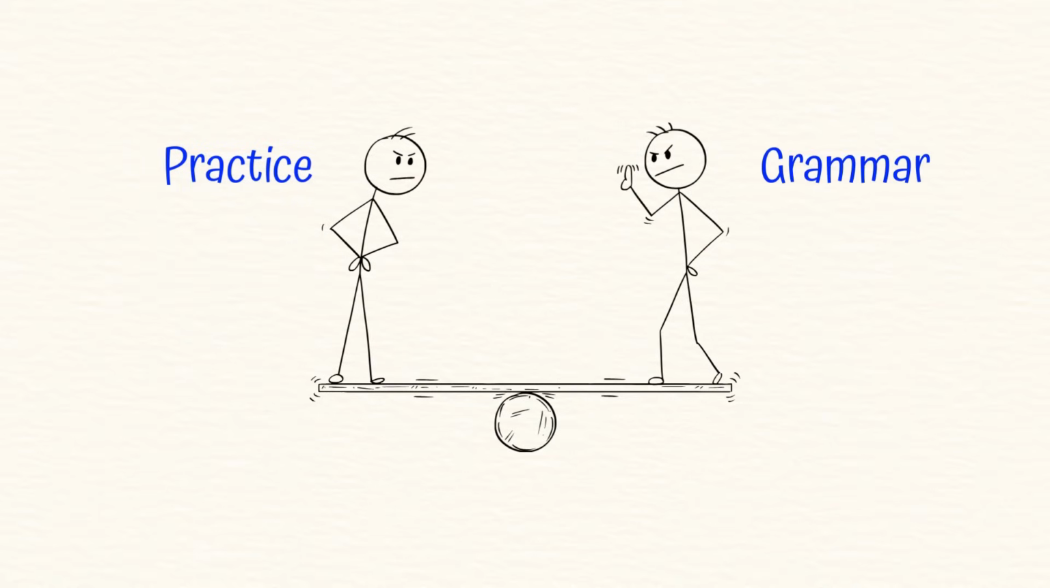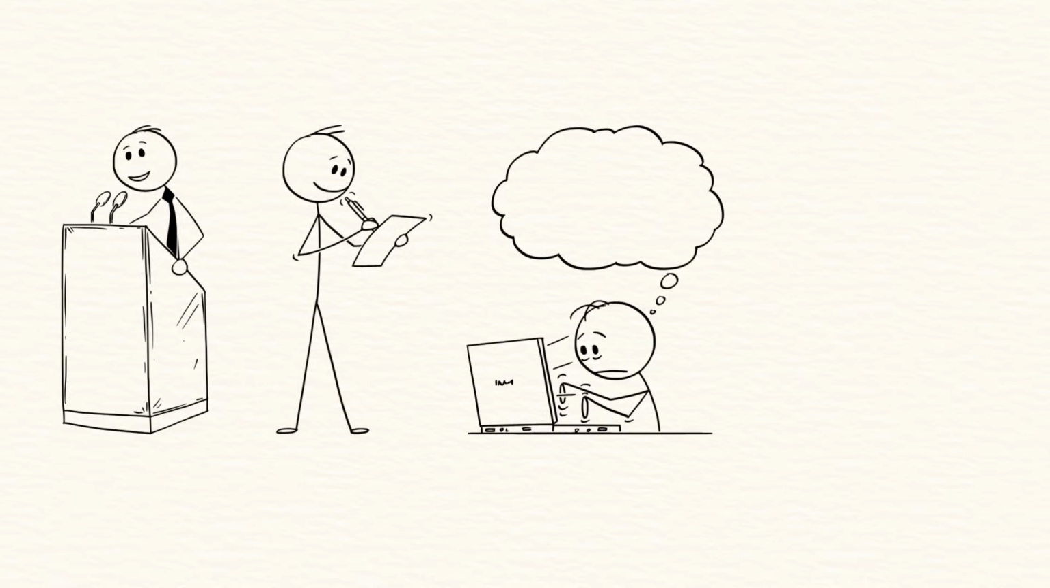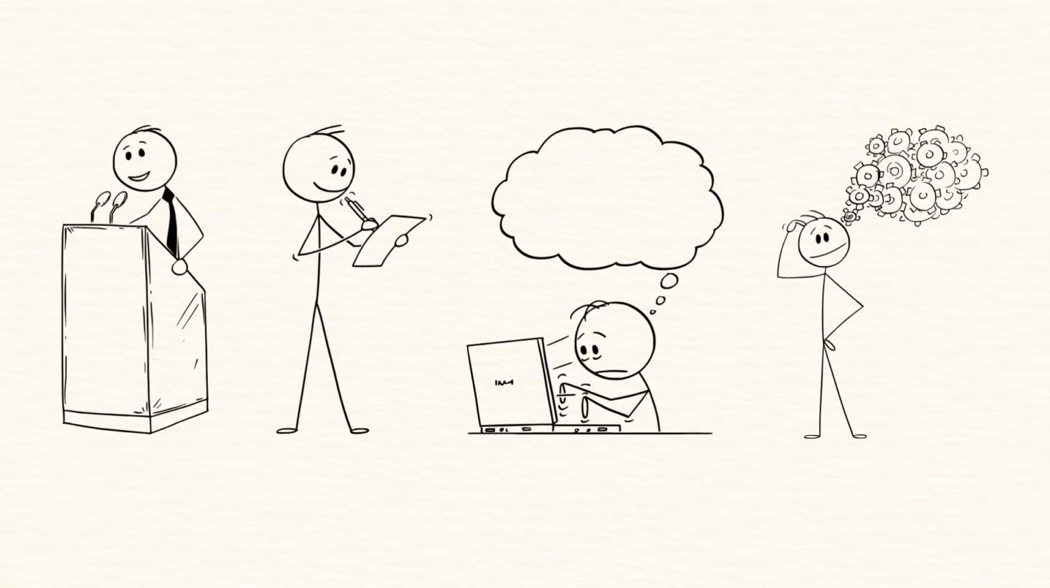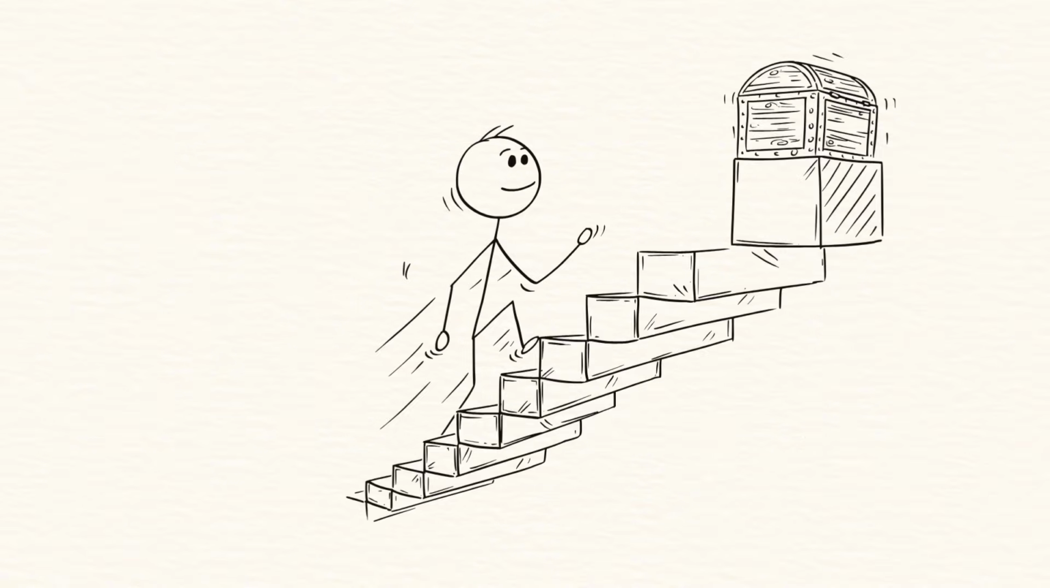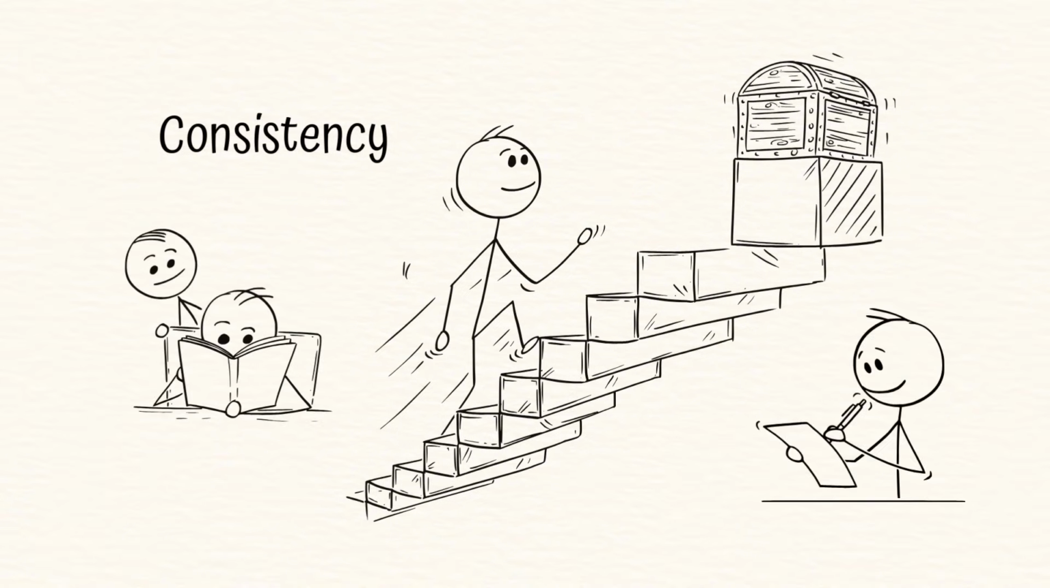Balance practice with grammar. Speak and write a lot, then correct mistakes and learn from them. Over time, your brain recognizes patterns automatically. The key is consistency. Doing a little every day beats cramming. Grammar becomes second nature when you use it frequently.